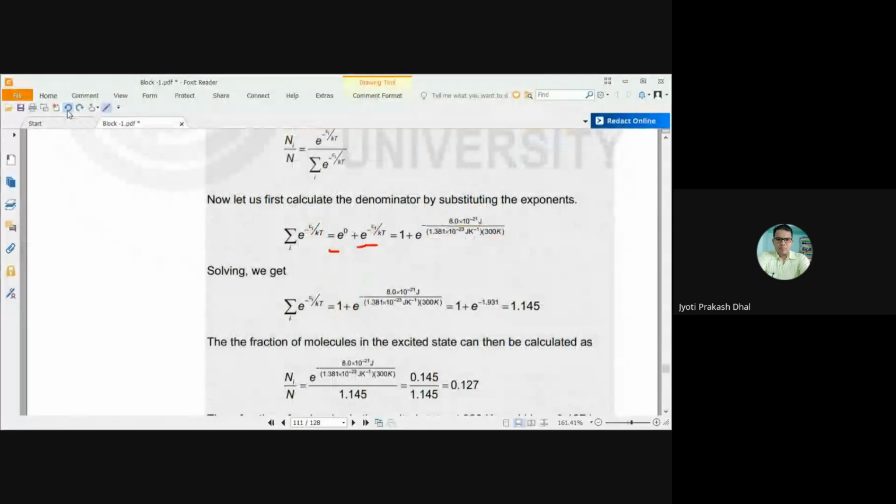Now, this type of question can be solved using a scientific calculator. Solving this, we can write the summation of e to the power minus epsilon i by kT equals 1 plus e to the power of this value. Solving the total, this value will be minus 1.931, and e to the power of it can be solved using a scientific calculator. Directly the value will show: 0.145, and hence the total value will become 1.145.